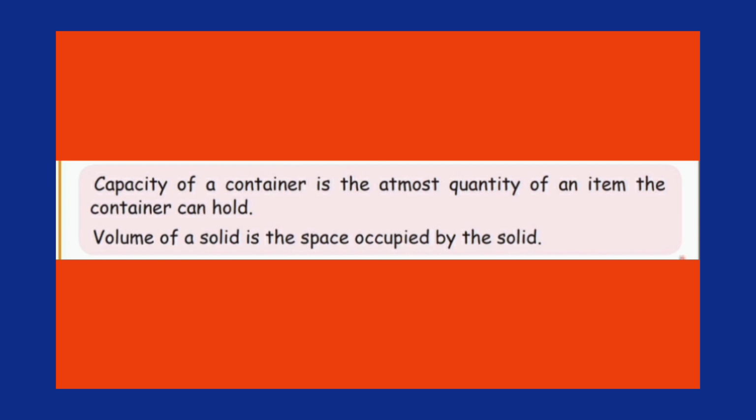Children, in this class we are going to learn what is meant by volume. Capacity of a container is the utmost quantity of an item the container can hold. So capacity means the occupied space we have to measure. Volume of a solid is the space occupied by the solid. So volume means the space occupied that we have to measure.